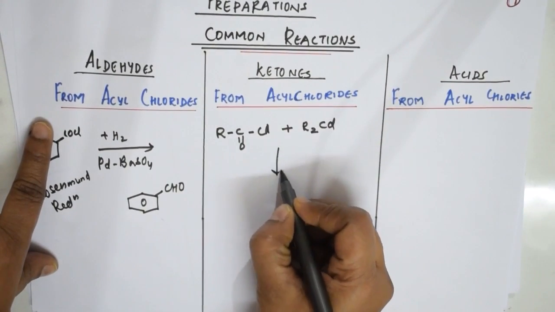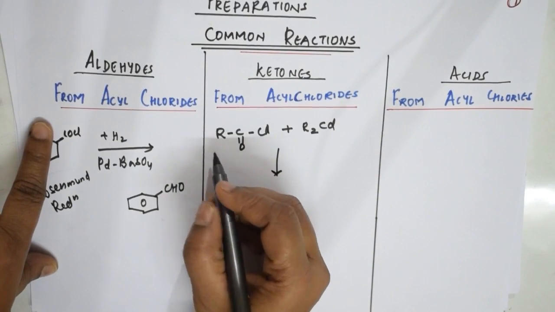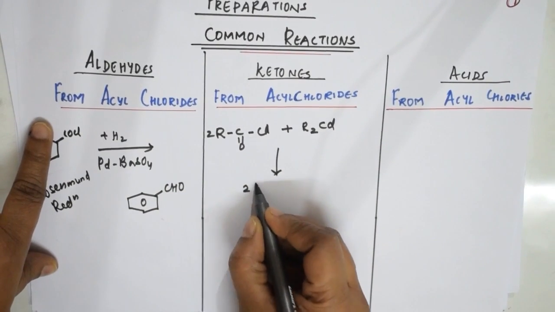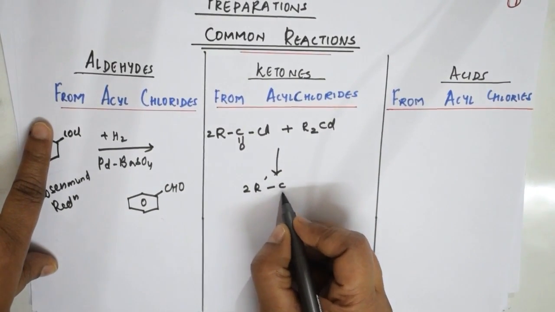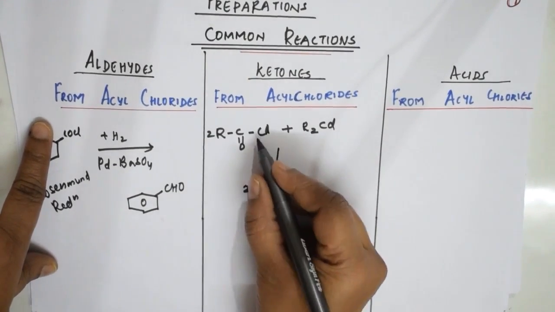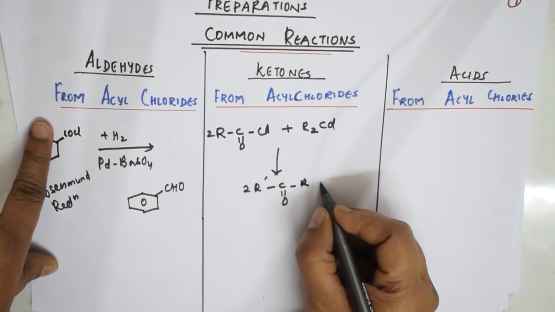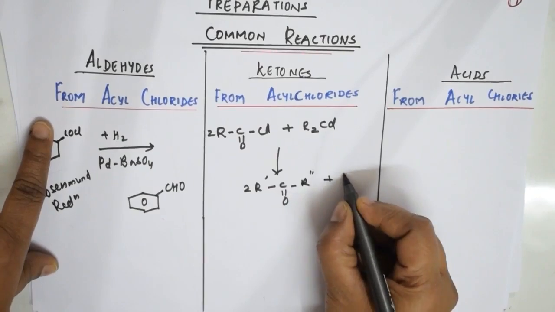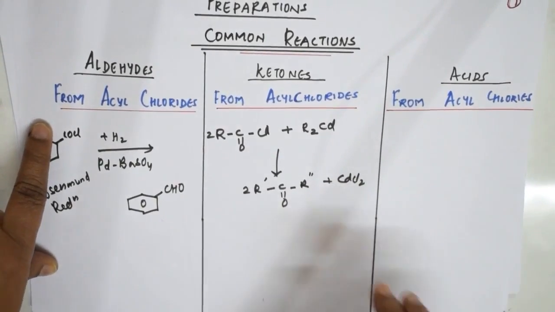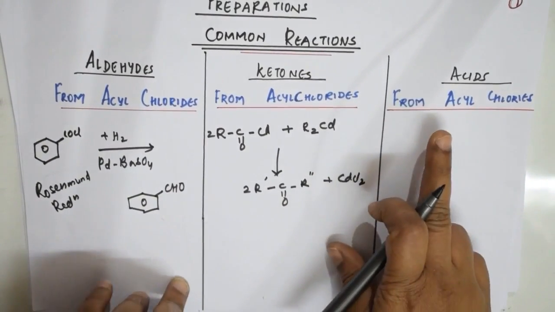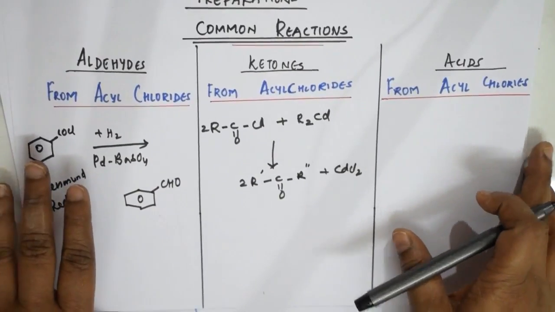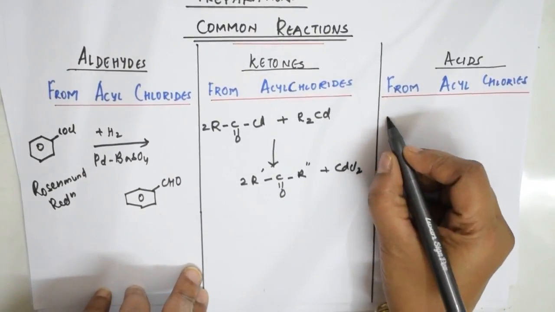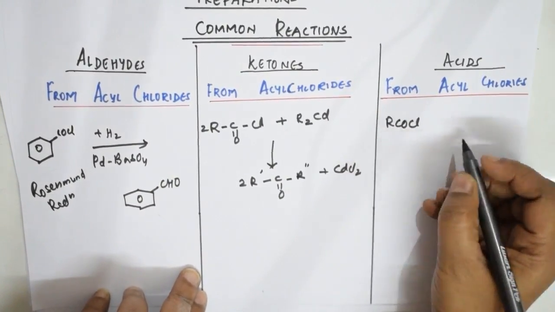Let us see the reaction. What happens is, now if I take 2 moles of this, 2 R'C double bond O, R goes in, plus cadmium chloride. This is done, students. This is over. Now when it comes to the acids, acyl chloride, again I'm going to take an aliphatic RCOCl.